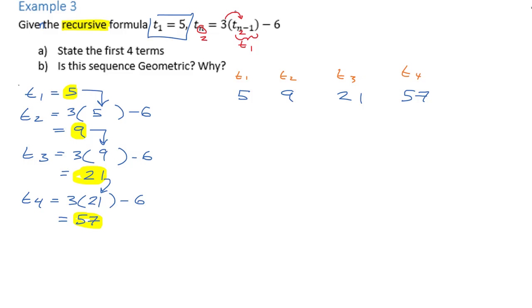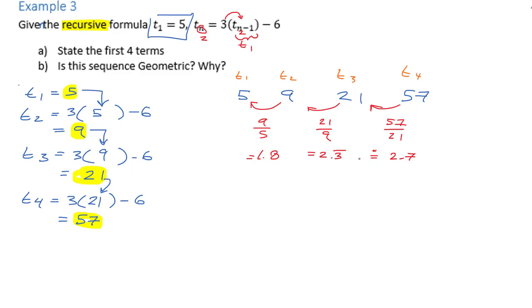And it says, is this a geometric sequence? Well, how do we prove it's geometric? Remember, we have to take a term and divide it by the previous term. So what's 9 divided by 5? Or what's 21 divided by 9? Or what's 57 divided by 21? Are these all the same ratio? Well, the quickest way to tell is make them decimals. 9 divided by 5 is 1.8. 21 divided by 9 is 2.3 repeating. 57 divided by 21 is about 2.7.